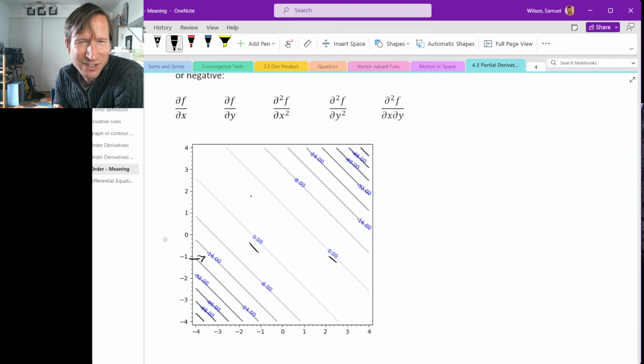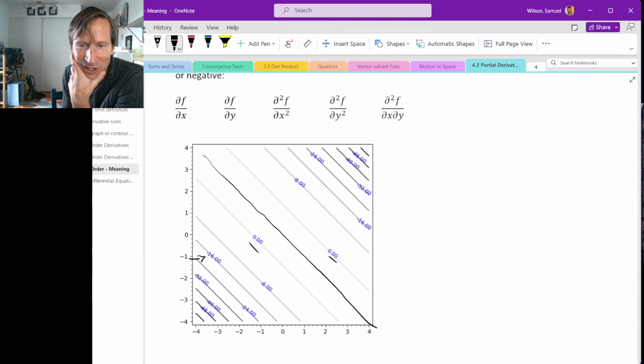Actually, this contour plot is a little misleading because there is one contour that's missing that I should have included in the picture. That's right down the middle here. This contour, let's say that it's 1.